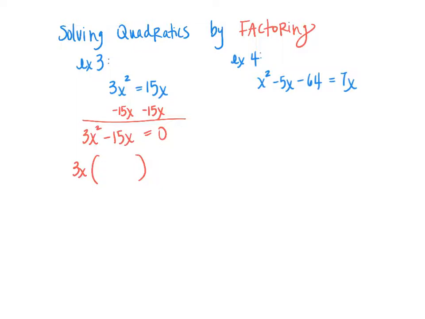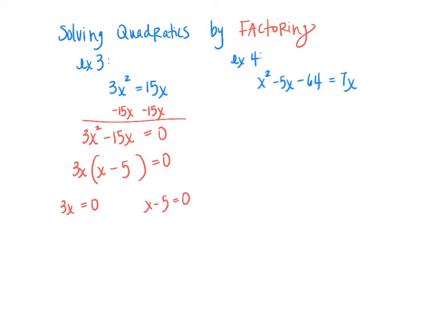Remember, factoring is just the opposite of distributing or multiplying. So it looks like we need an x and we need a minus 5. And so once we factor, our third step is to set the factors equal to 0. So notice, since we have that GCF out in front, that is a factor. So 3x could equal 0, and x minus 5 could equal 0.